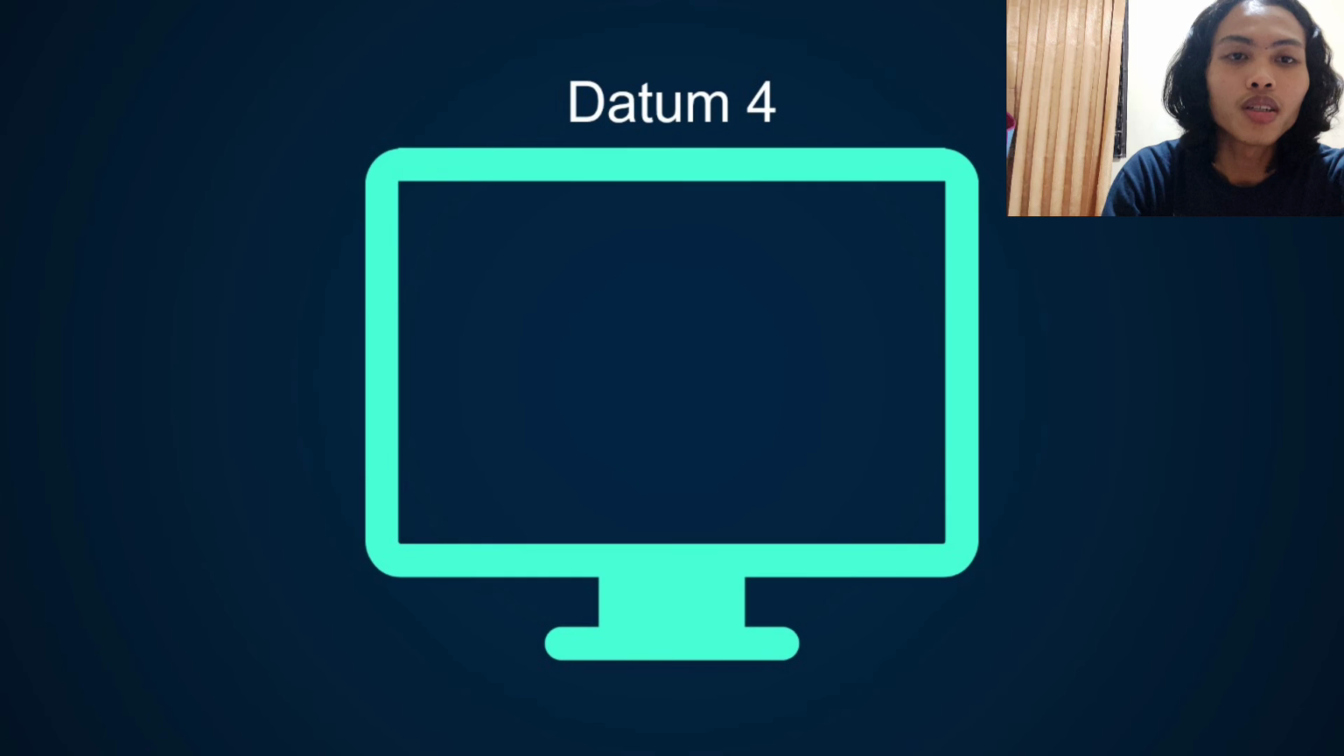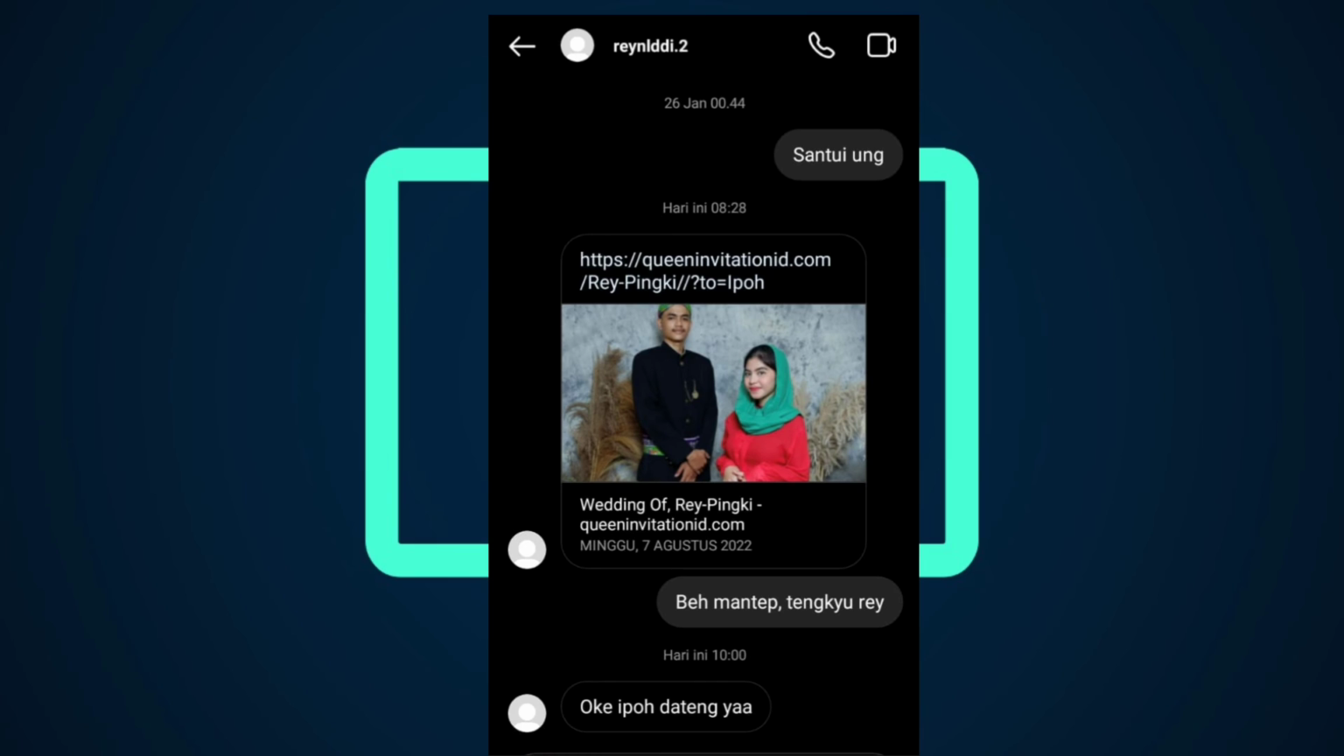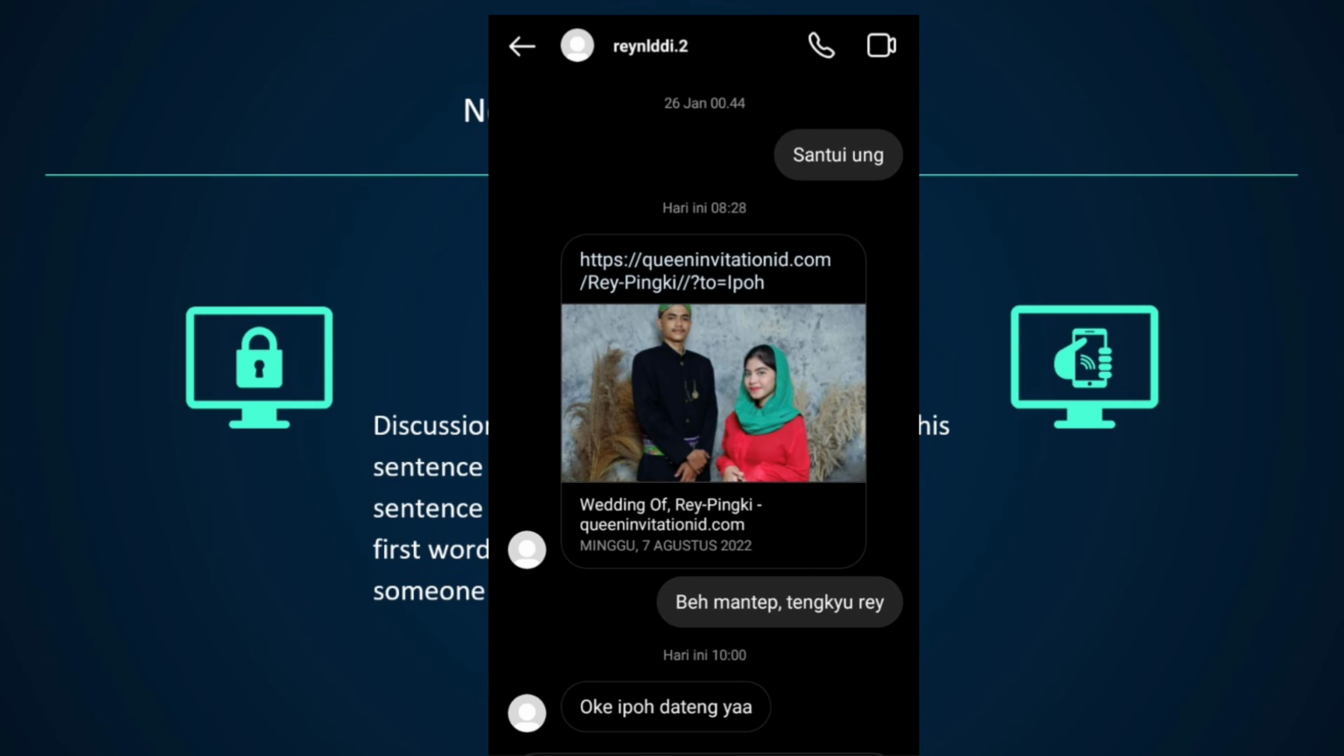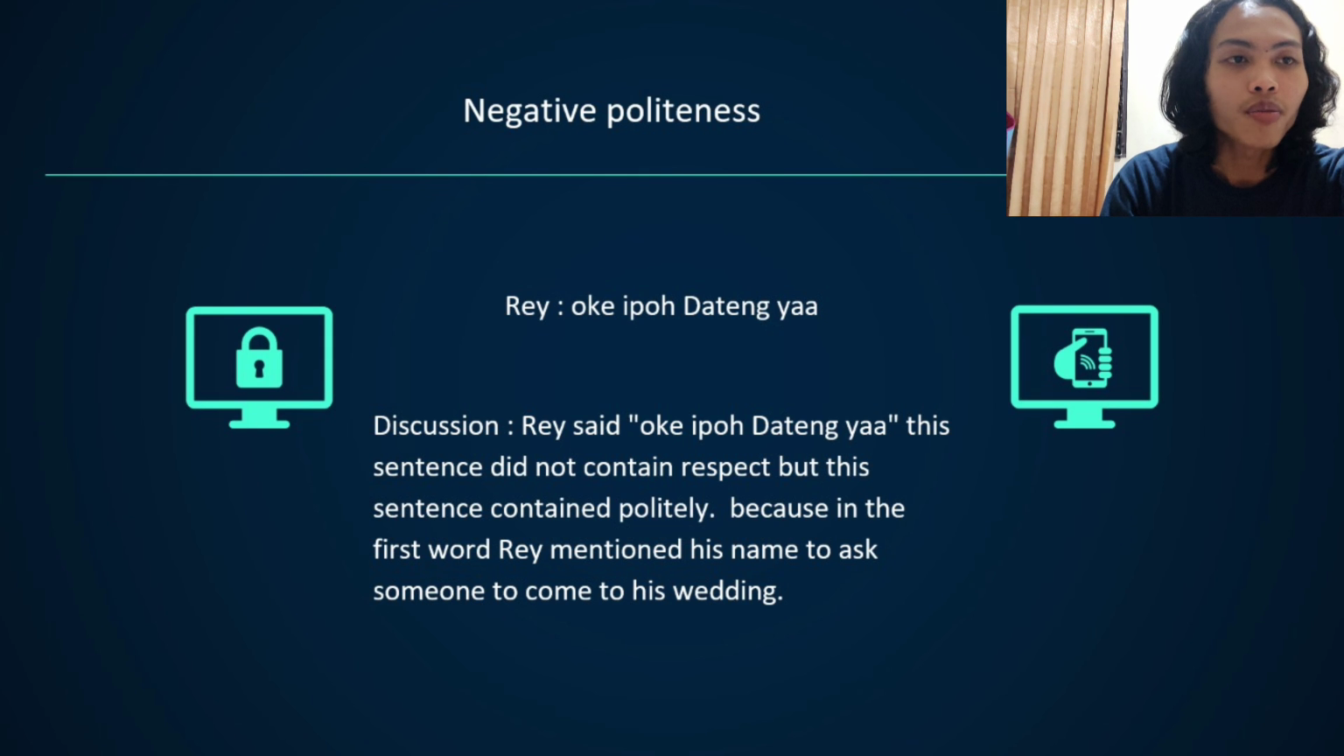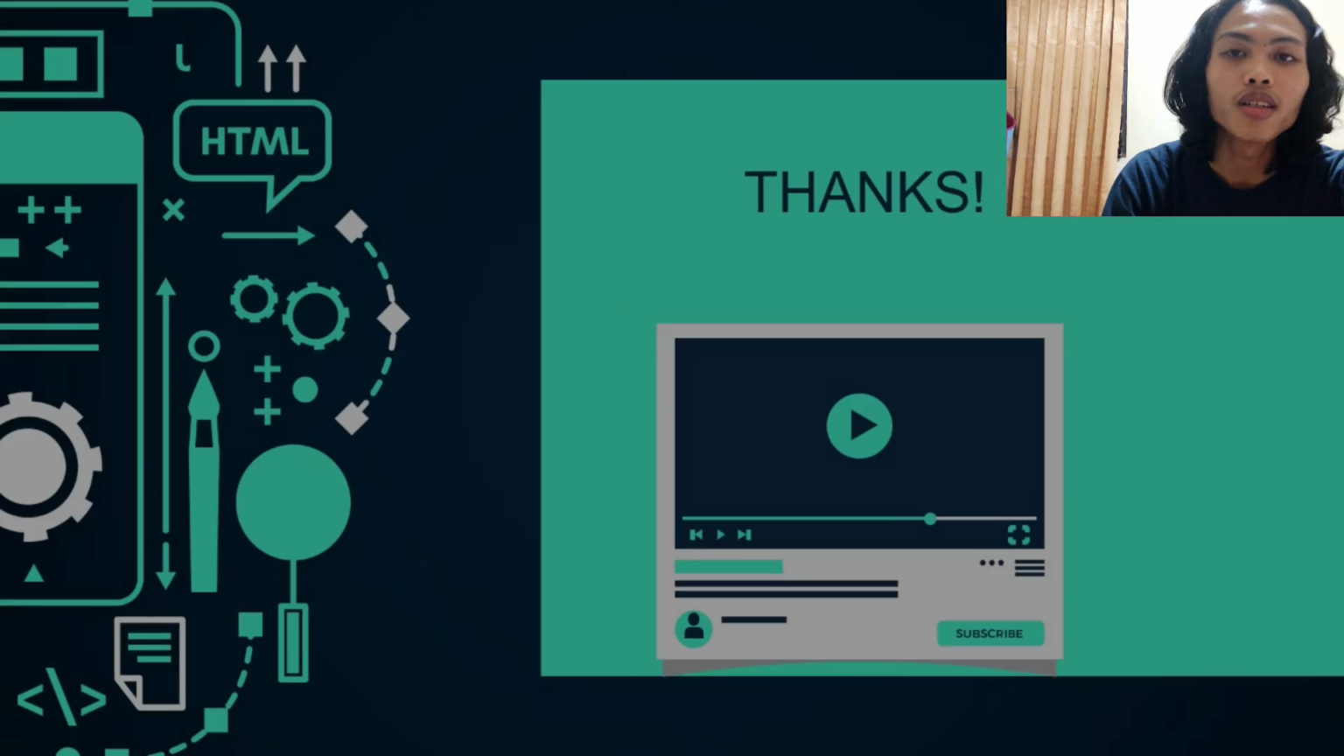And the next datum is negative politeness. Negative politeness is the most common use of the negative politeness strategy, with three typical uses. This context happened when Ray wants to give a wedding invitation, but they come with the positive politeness. Discussion. Ray said, "Okay po, datang ya." The sentence did not contain respect, but the sentence contained politeness, because in the first word, Ray mentioned his name to ask someone to come to his wedding.